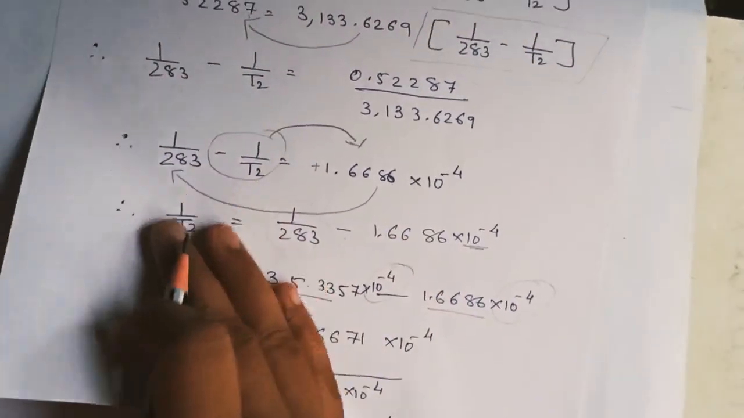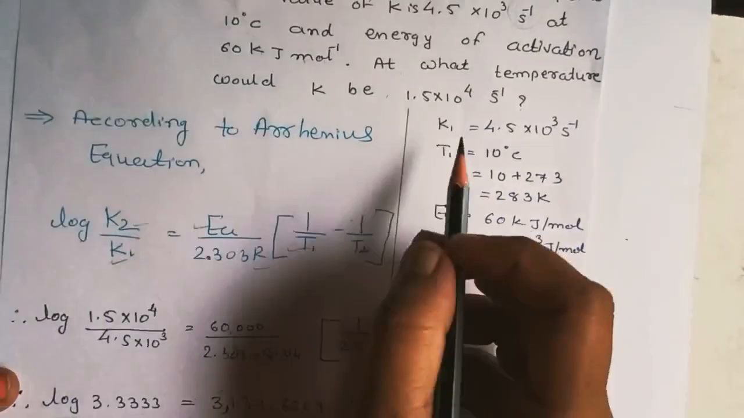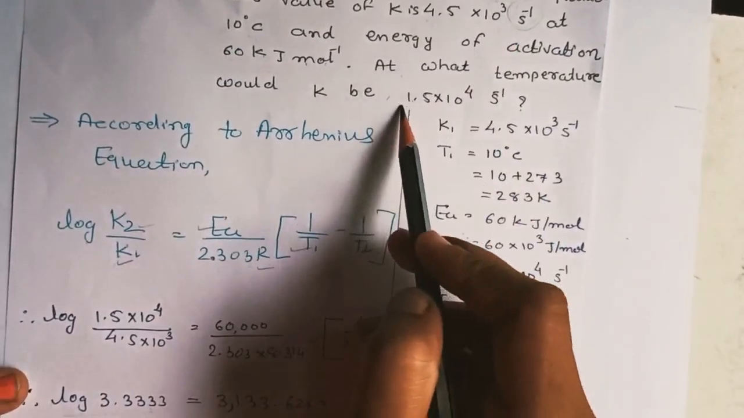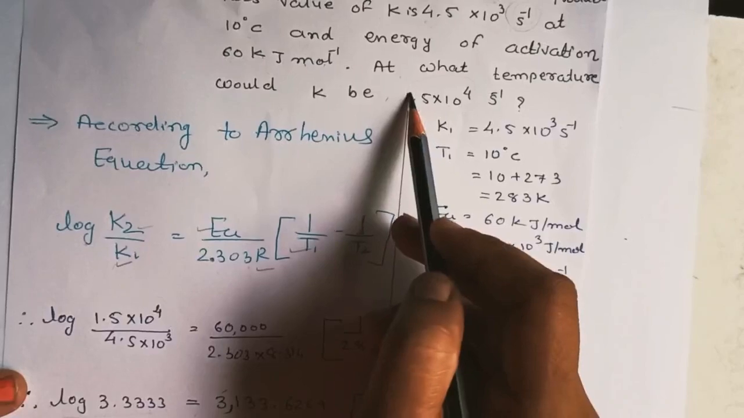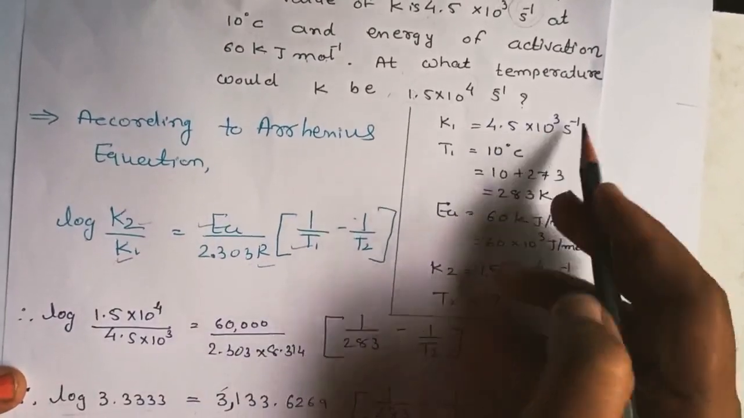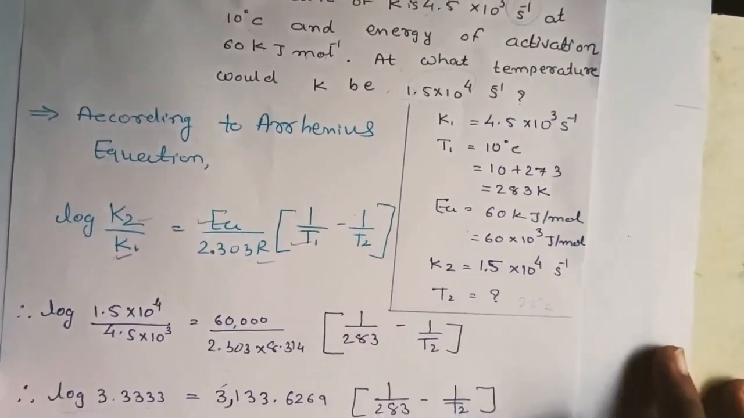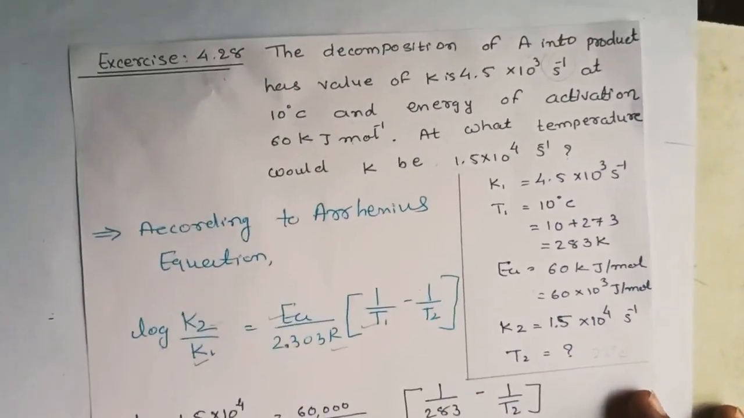This means that in the given reaction, if we want to increase K from 4.5 into 10 to the power 3 to this value, we have to increase the temperature from 10 to 24 degrees Celsius, right? Hope you understand the whole question.